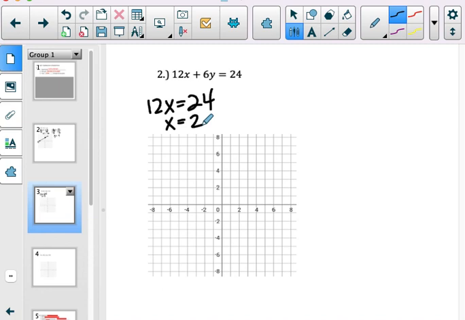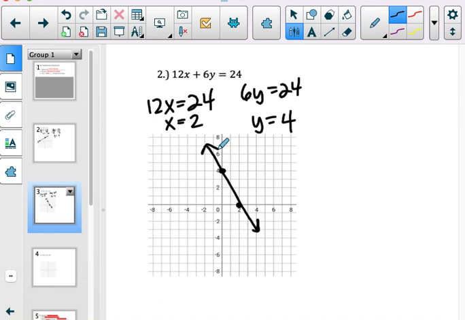Finding my y-intercept, I plug in 0 for x. That leaves me with 6y equals 24. My y-intercept is 4. Again, these are intercepts, so I get to plot these dots on the axis. X-axis 2, y-axis 4, and draw your line, add some arrows. What questions can I answer about number 2? We all caught up?